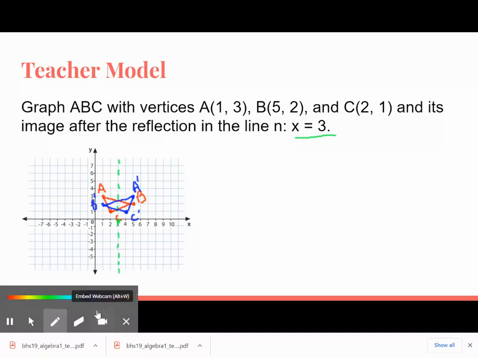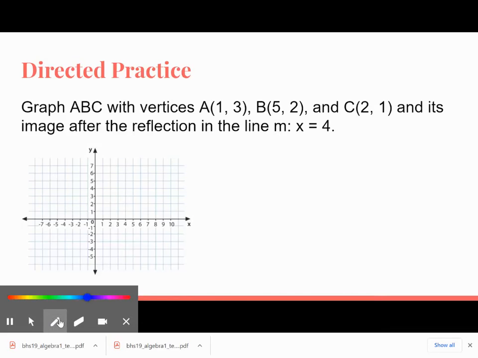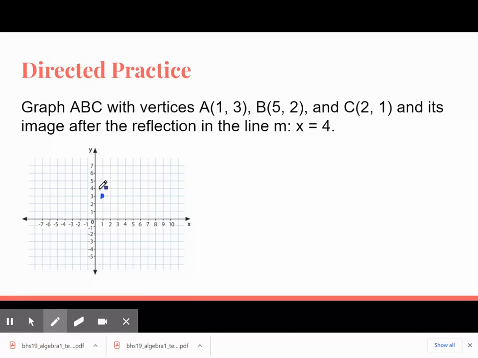Alright, let's try another one. Let's do one together. ABC and its image after the reflection in the line M, X equals 4. Alright, so first, start with your original image. So here's A (1, 3), B (5, 2), and C (2, 1). And draw that one.